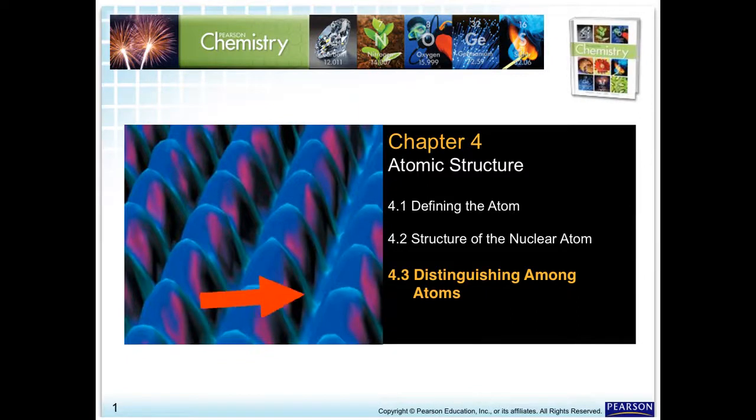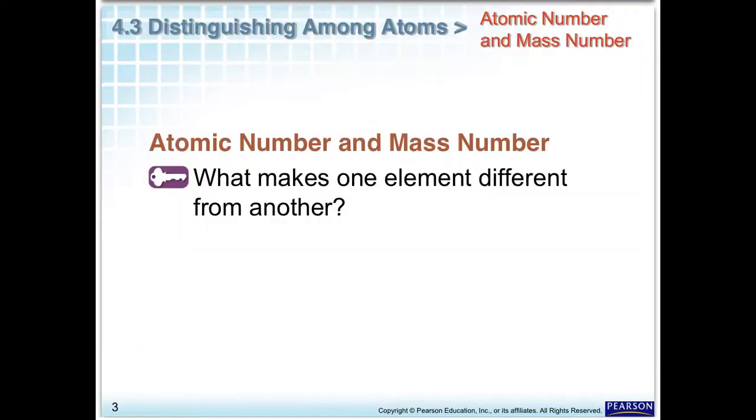Okay, now we're ready for section 4.3, distinguishing among atoms. So the first key question here is what makes one element different from another? And there are two numbers that we're concerned about. They're called the atomic number and the mass number.